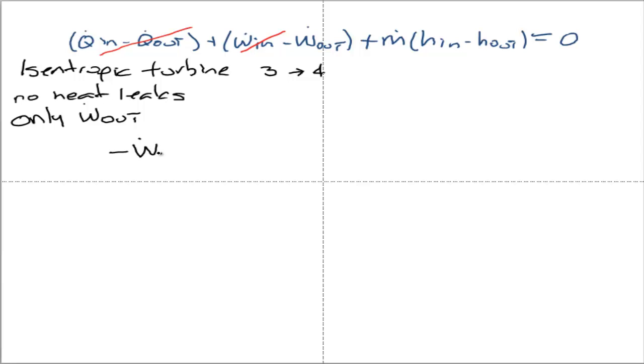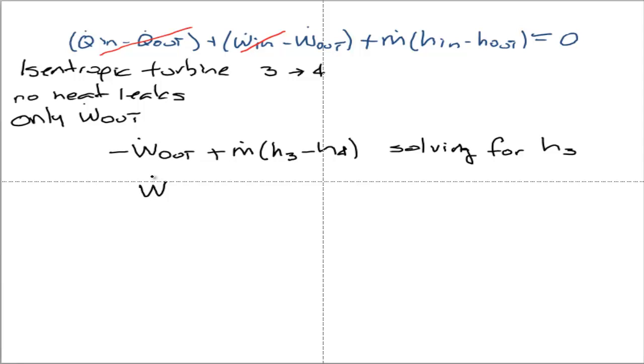So rewriting this, we have the work out that, since it's going out of the system, has a negative sign, plus the mass flow rate times the enthalpy difference, H3 minus H4. Notice that we have every time defining H in minus H out, and the inlet of the turbine is state 3, while the outlet of the turbine is state 4. So similarly, we are solving for work out, and work out will be the mass flow rate times the enthalpy difference.